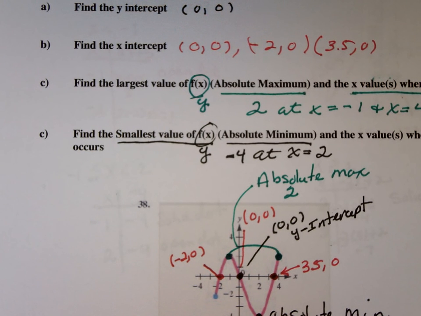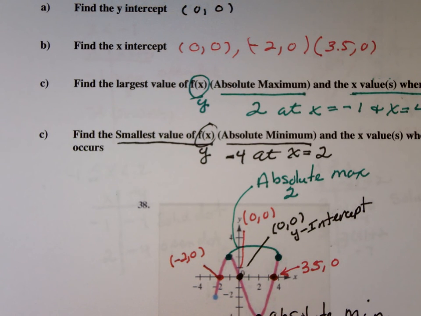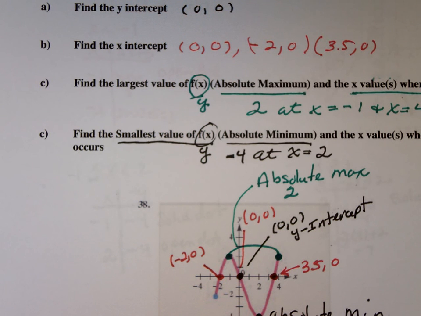Maximums and minimums are always y values. When I say what is the maximum profit, profit's a y value. And you can tell me when it happens, that's the x value.